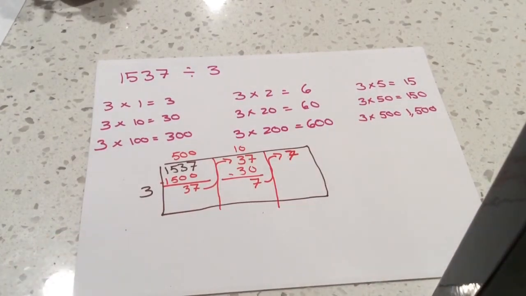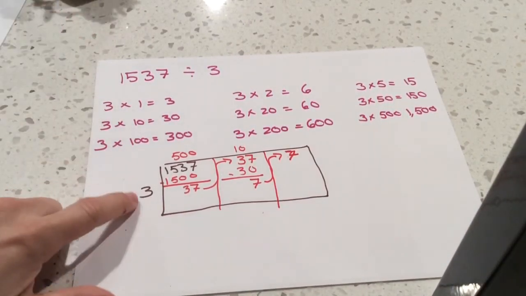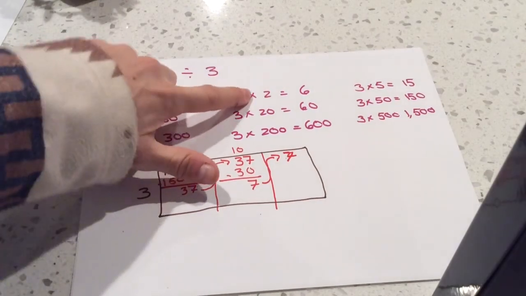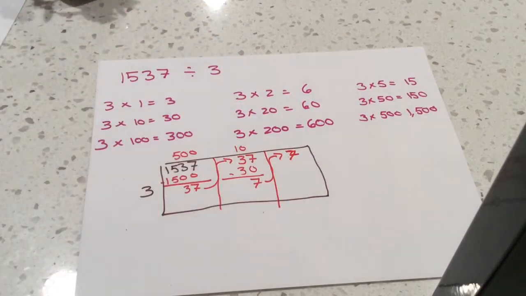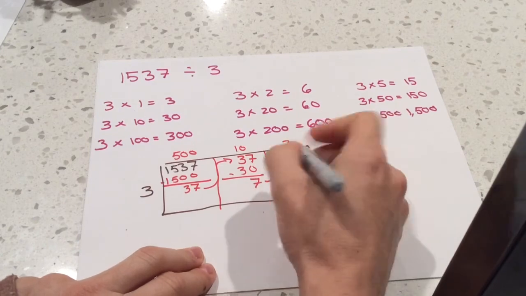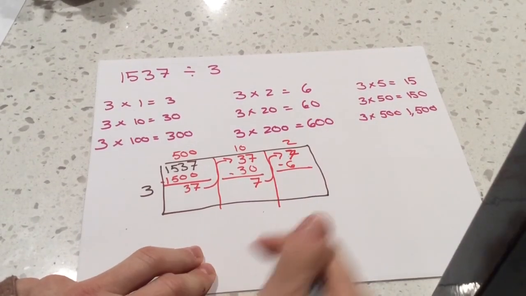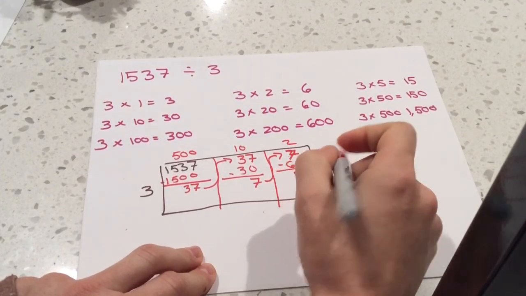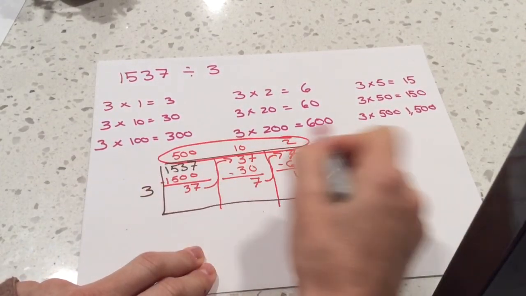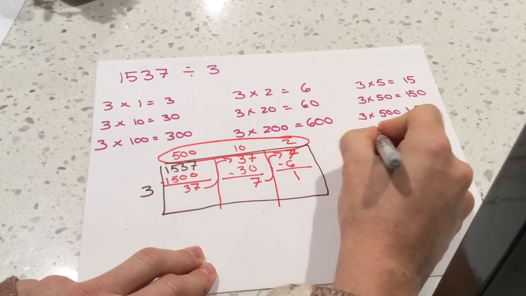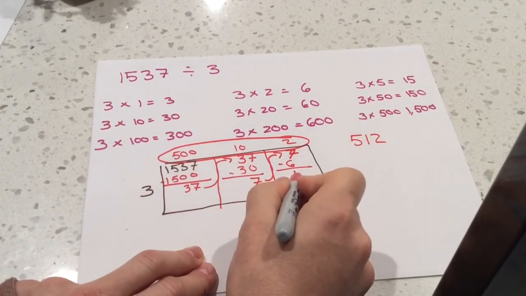That's a 7. And so I'm thinking about 3 groups of 2 is 6, and 6 is pretty close to 7. So I'm going to take out 2 groups, be left with 6. 7 minus 6 is 1. Looking at my final answer, I have 512. And what was left over? This one.